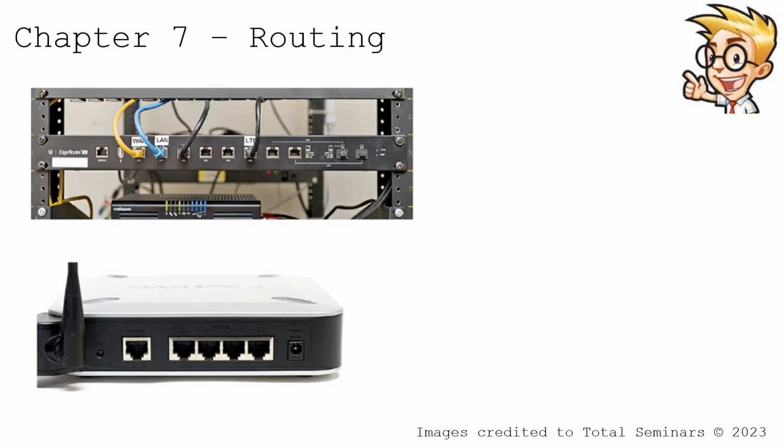Okay, so what do you see in this picture? What are these devices? Well, these are routers and they do many different things. If we take a look at the labels on this rack here, we'll see that one is WAN, which you should know now is wide area network. One is for the LAN or local area network. But then what's this over here? We have LTE.